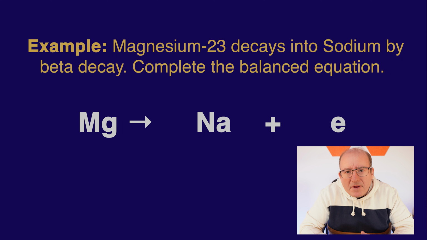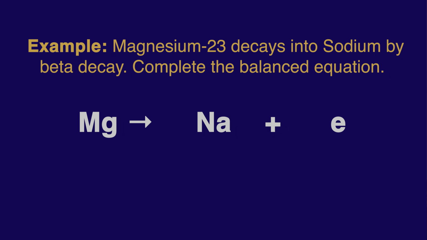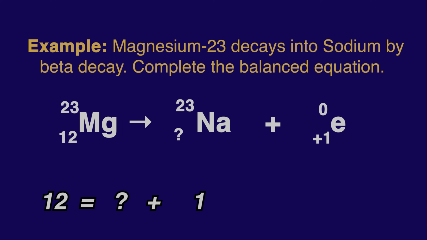Here's an example. Magnesium-23 decays into sodium by beta plus emission. Complete the following equation, making sure it's balanced. We know it's beta plus decay, so we add the beta plus particle, the positron. It's now once again about balancing the numbers. Balancing the mass, sodium must have a mass of 23. Balancing the atomic numbers, sodium must have an atomic number of 11.